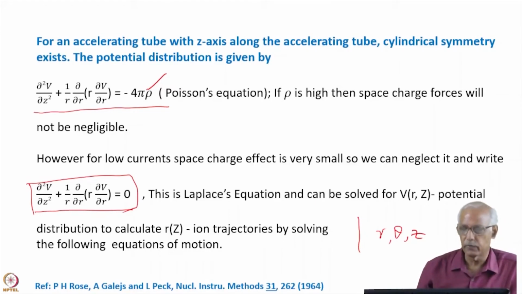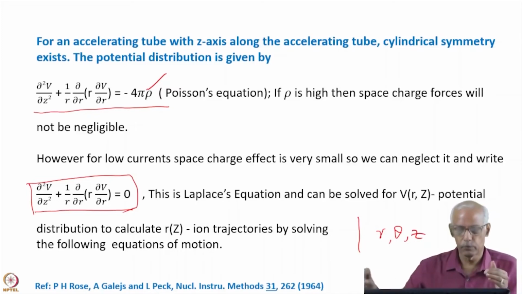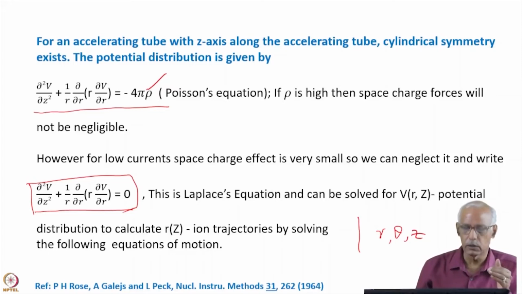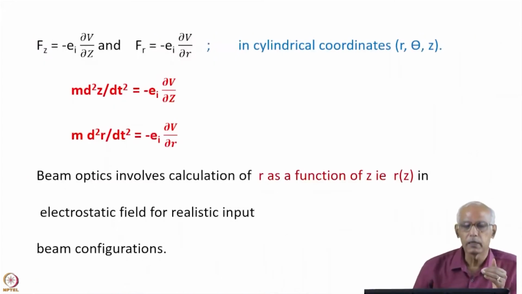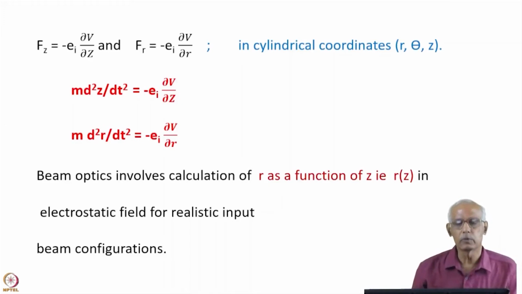So what it effectively amounts to is that, from the trajectories, you have to calculate r, the position, as a function of z, and this equation will give you the potential distribution. Then you have to solve the force equations using the potential distribution which you have got from solving the Laplace equation.